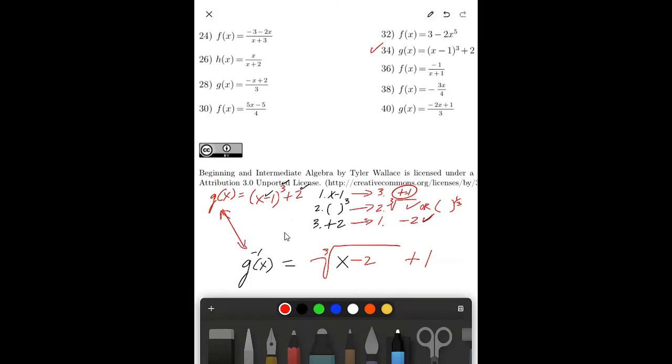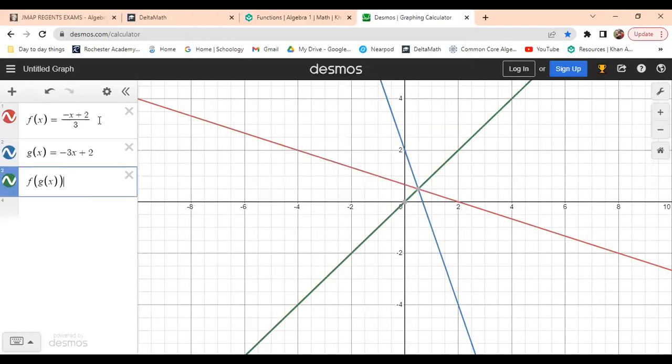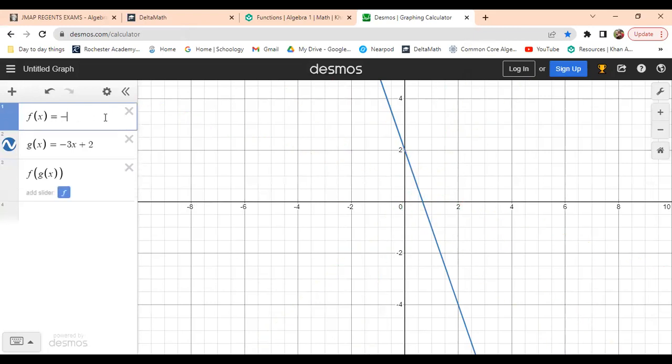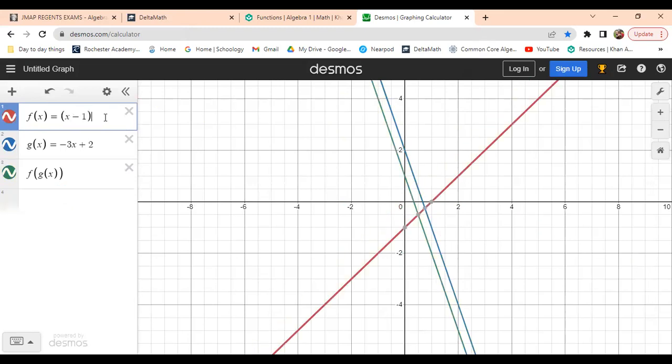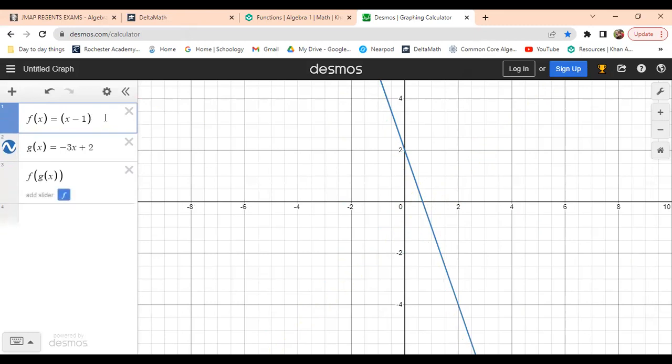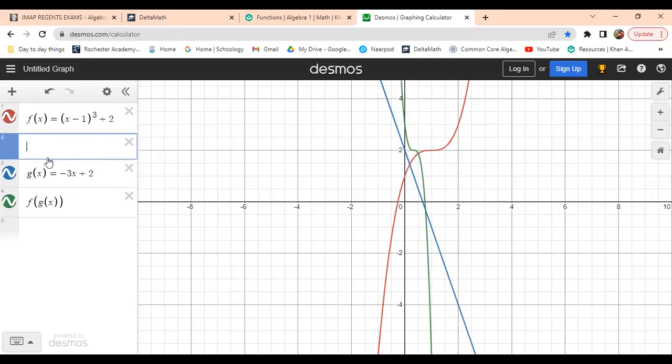So now I'm going to DESMOS. And I've already got something in here, but I'm going to back all of this out. So the very first thing I'm going to do is enter the original function, (x minus 1) raised to the third power plus 2. Okay, now that's what the function looks like. I don't want that one.